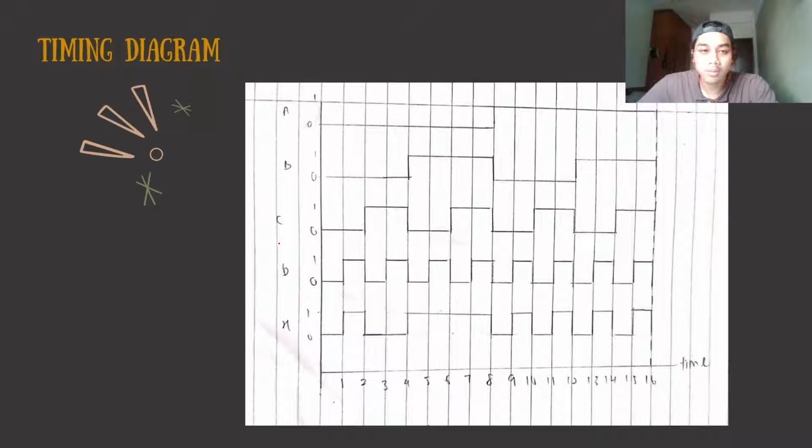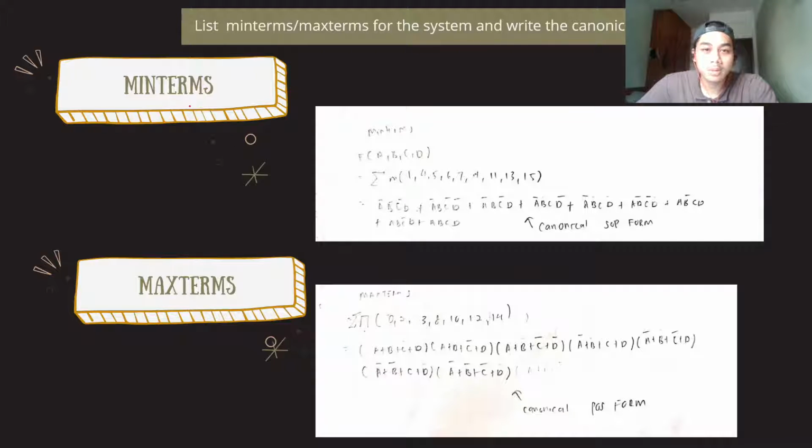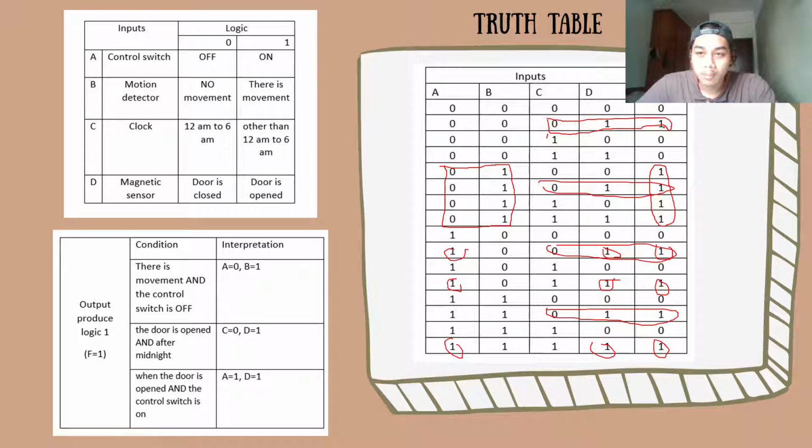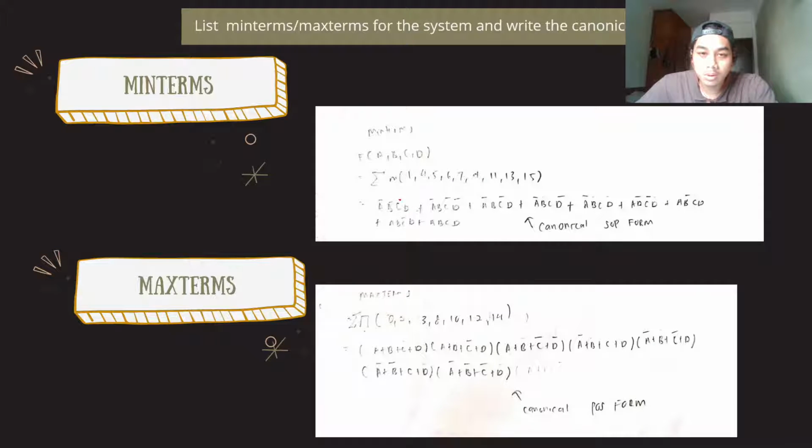So question number 2 is to list all the minterms or maxterms for the system and write the canonical SOP and POS forms. For the minterms, I take the logic 1 from the truth table. That is minterms 1, 4, 5, 6, 7, 9, 11, 13 and 15. So this is the final minterm list.